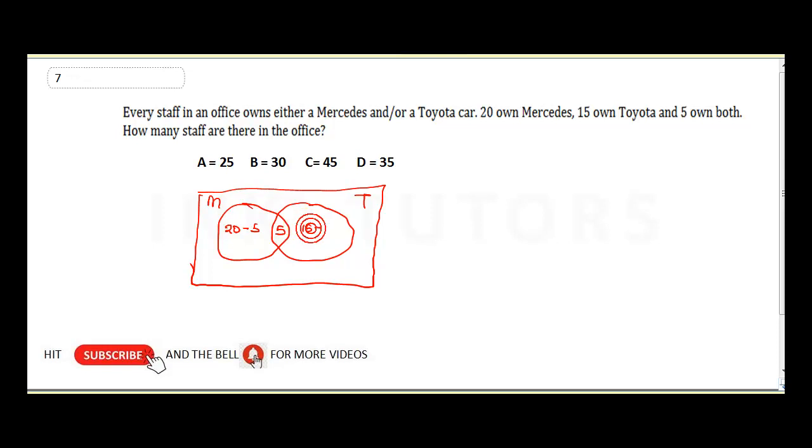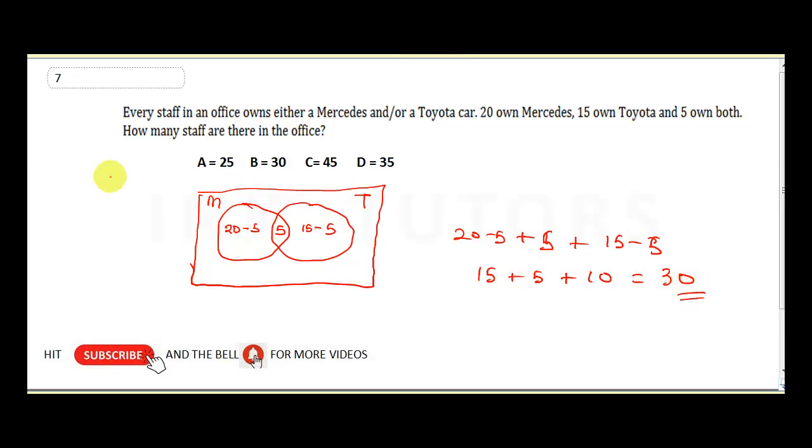15 minus 5. So to get the total number of people in the office is going to be 20 minus 5 plus 5 plus 15 minus 5. Now 20 minus 5 is 15, plus 5, that's 20, and 15 minus 5 is going to give us 10. 20 plus 10 is going to give us 30. So from here, I can deduce that the total number of people in the office is 30.